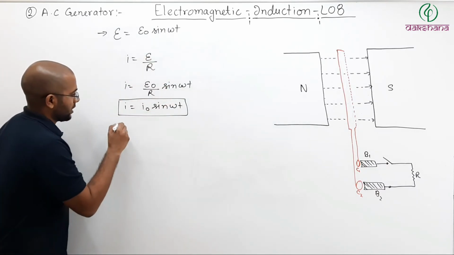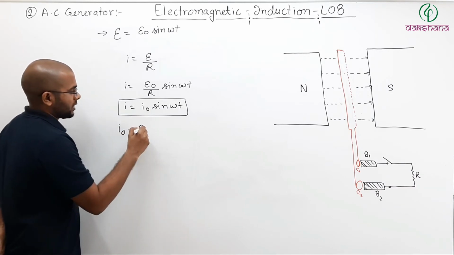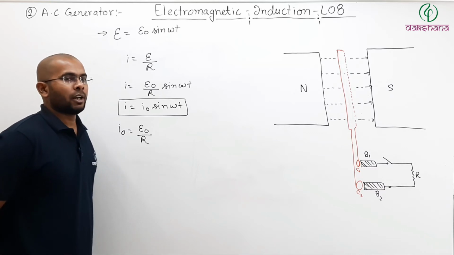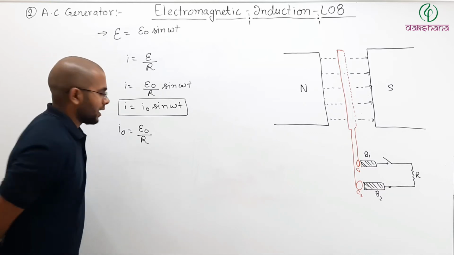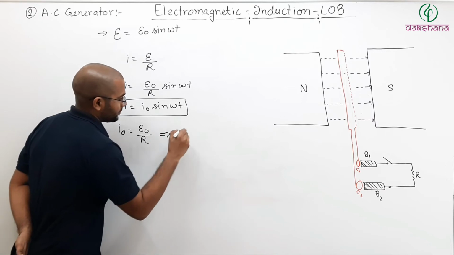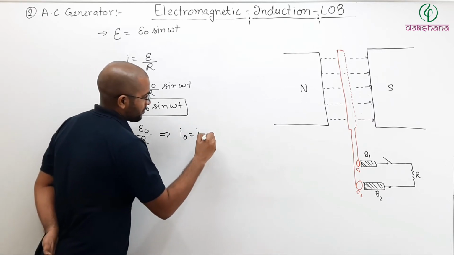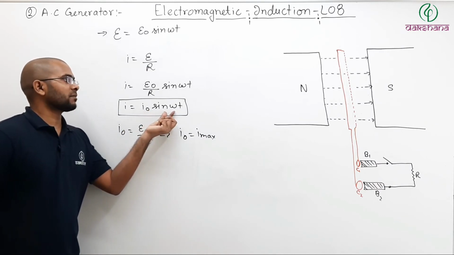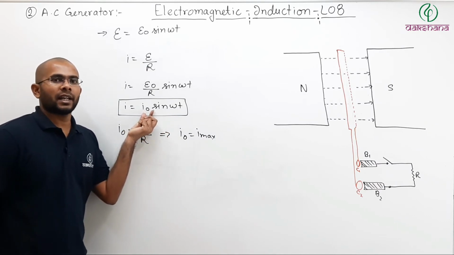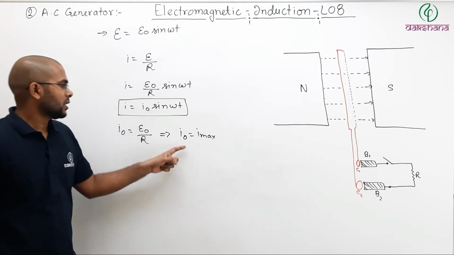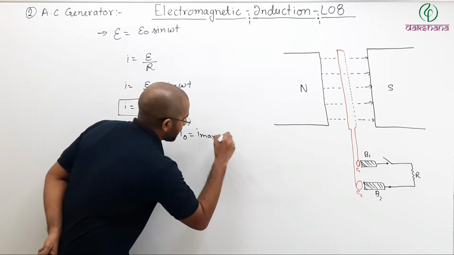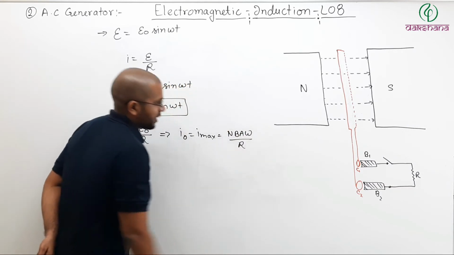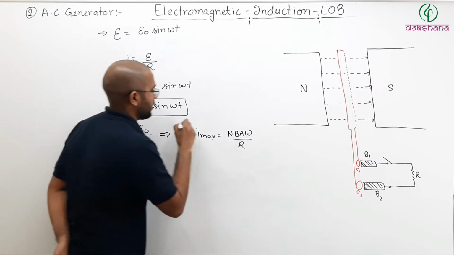Here what will you write? I naught is equal to E naught divided by R. And what is E naught? E naught, if you remember, is NBA omega. So I naught is nothing but the maximum value of current, because here current cannot be more than I naught and current cannot be less than minus I naught. So the maximum value of current is NBA omega divided by R.